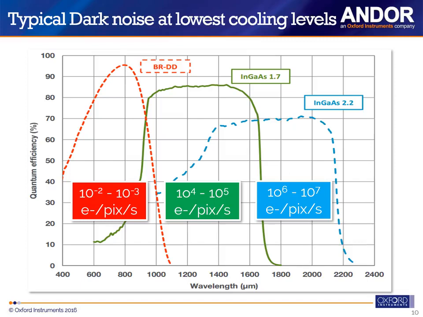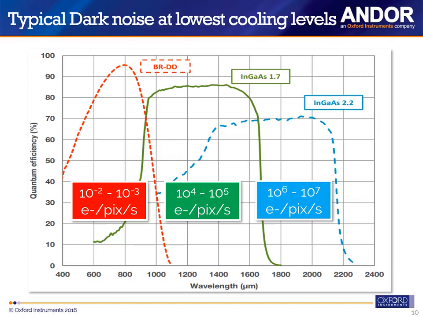So let's look at, for example, first of all, the first component of a dark noise, which is the dark current. So if you're taking again the technologies we talked about earlier on, the back-illuminated deep depletion CCDs, if you're cooling these sensors to the lowest cooling temperature, so typically minus 100, 120 degrees, you will get 10 to the minus 2, 10 to the minus 3 electrons per pixel per second dark current.